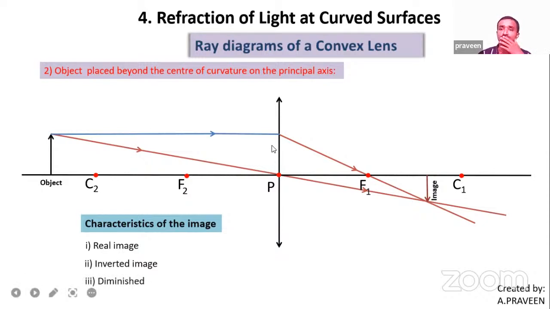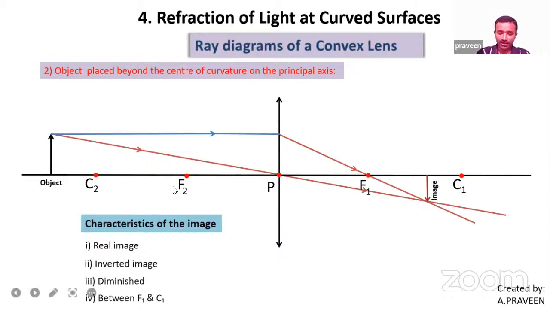Then what about the position? It is observed between F1 and C1. So the position is between F1 and C1. So I think it is very clear how to write the characteristics. Give me your comment, please. You have the option to comment.